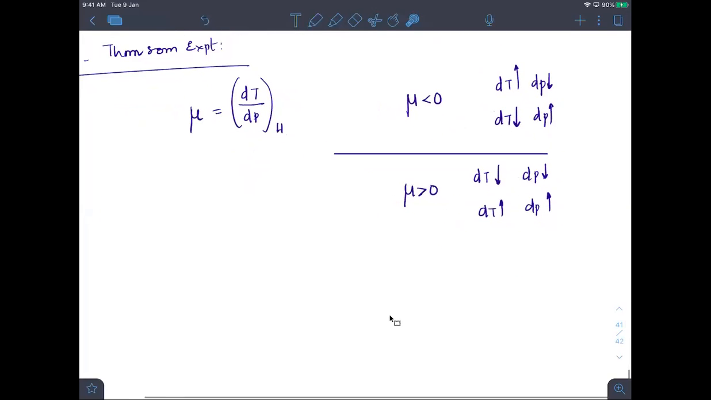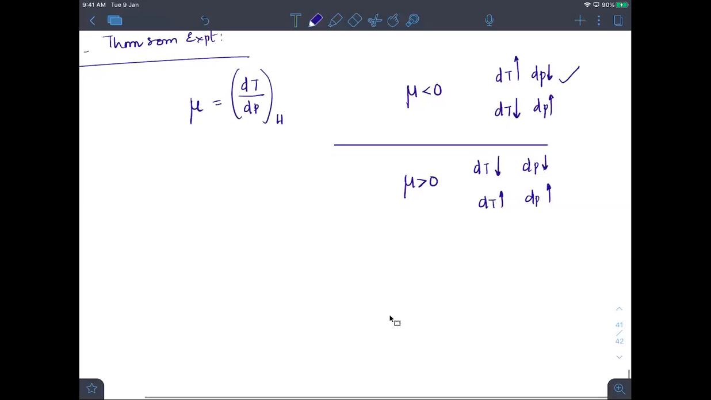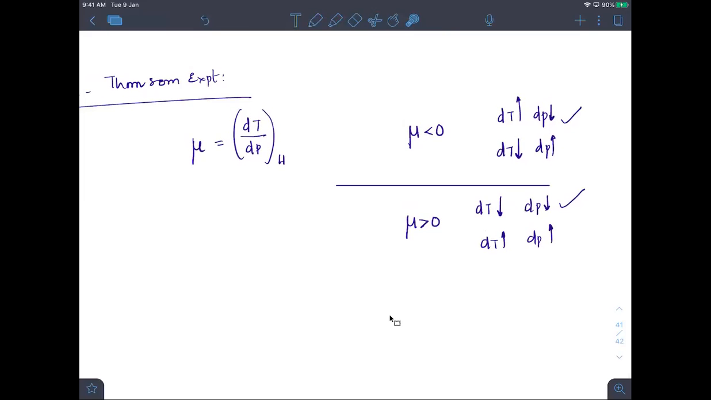Now what exactly we are doing is expansion. Expansion means decreasing pressure. These are the two operations we are doing. So if on expansion temperature is decreasing, then mu is greater than 0, and we will get a cooling effect, right? On expansion it will give you a cooling effect. While, if on expansion temperature is increasing, we are getting a heating effect. Okay, so that is what Joule-Thomson tells us.